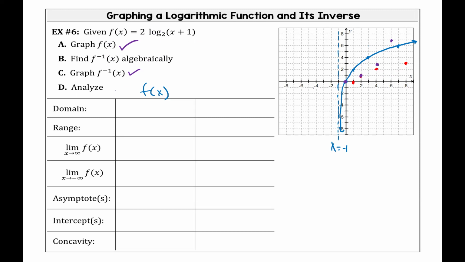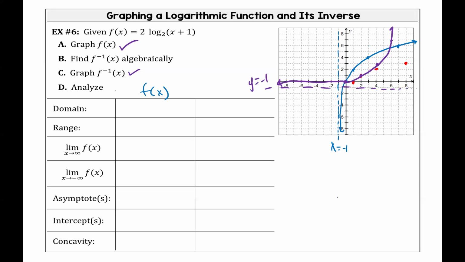All right. So now, instead of having a vertical asymptote at x equals -1, what's the inverse of vertical? Horizontal. So we're gonna have a horizontal asymptote at y equals -1. So here goes my inverse function. Okay.